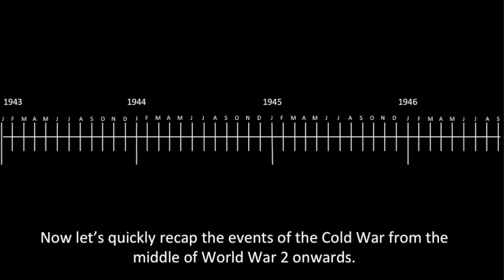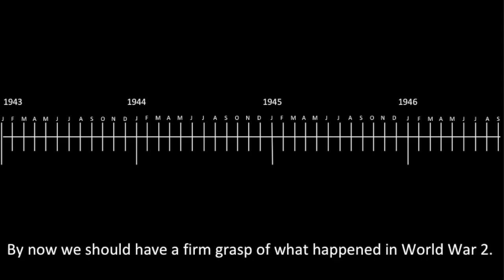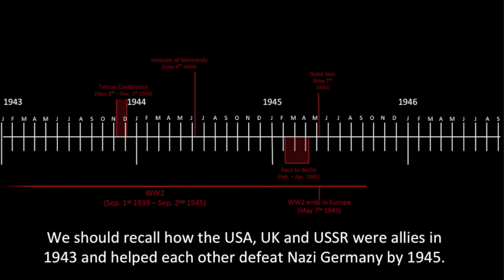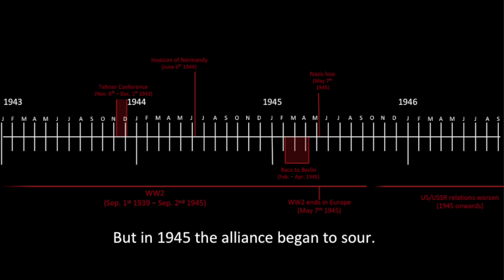Now, let's quickly recap the events of the Cold War from the middle of World War II onwards. By now, we should have a firm grasp of what happened in World War II. We should recall how the USA, UK and USSR were allies in 1943 and helped each other defeat Nazi Germany by 1945. But in 1945, the alliance began to sour.